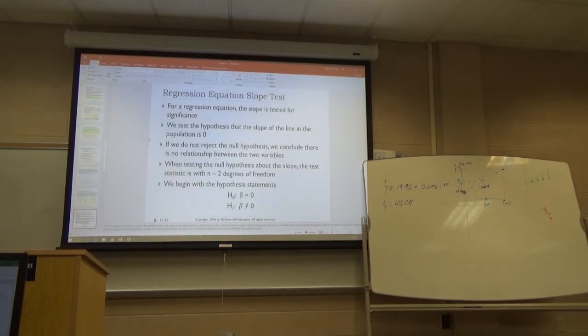Now, regression equation slope test. Same thing that we did, right? Set our hypothesis to, hey, there is no slope on here, or there is no slope. Okay?